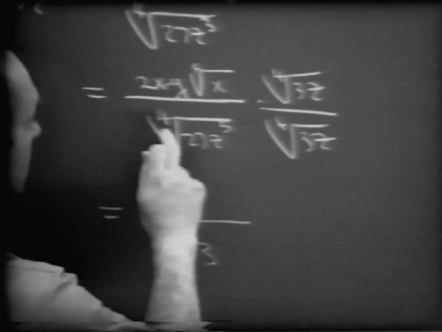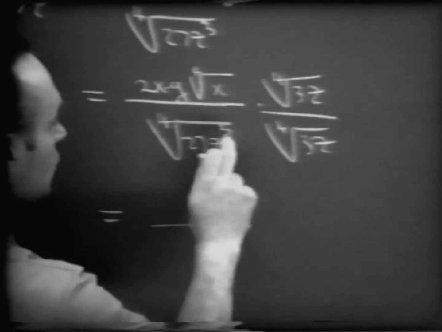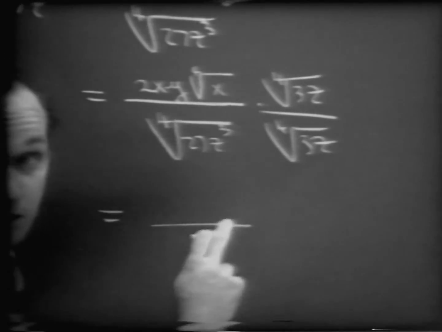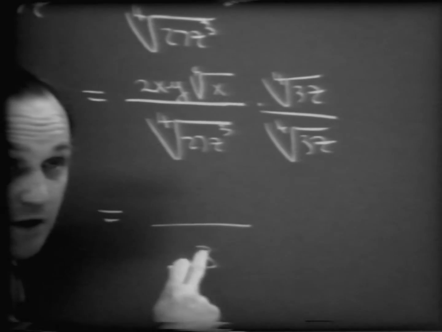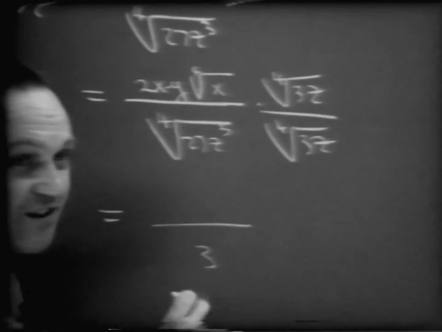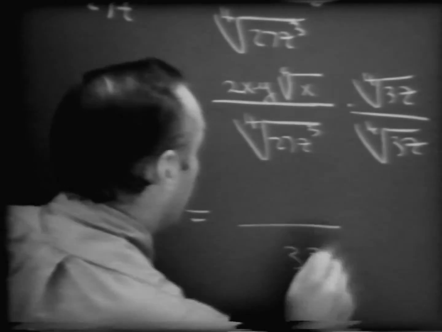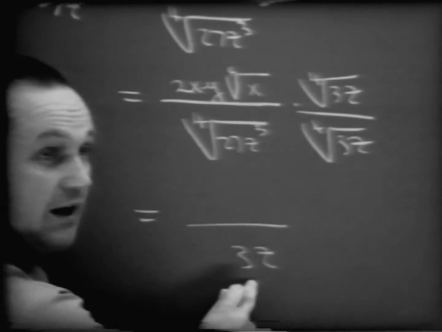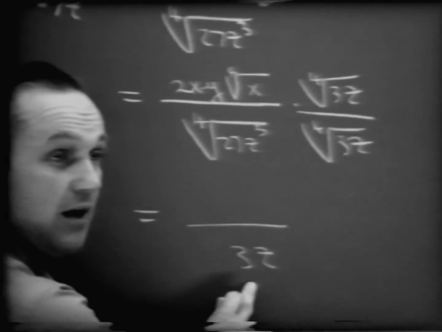There's 3. Now the fourth root of, here we have z cubed times the fourth root of z is what? The fourth root of z to the fourth. And the fourth root of z to the fourth is z. All right, and there you have simplified your denominator. You rationalized your denominator. Okay?